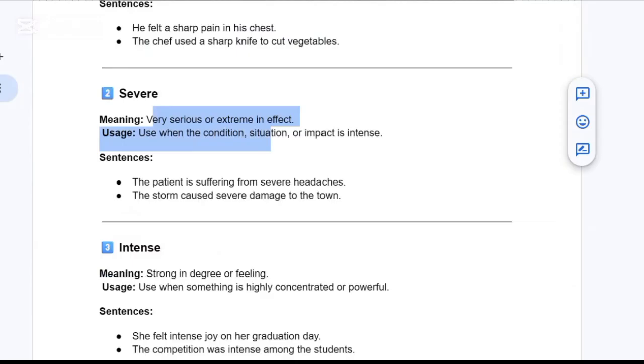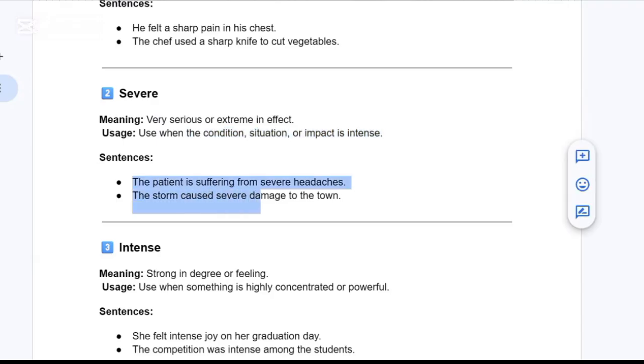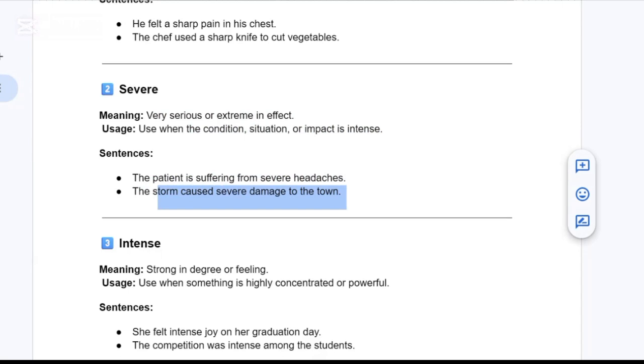Severe: very serious or extreme in effect. When a sudden condition, situation, or impact is intense, you can use this. For example, the patient is suffering from severe headaches. The storm caused severe damage to the town.